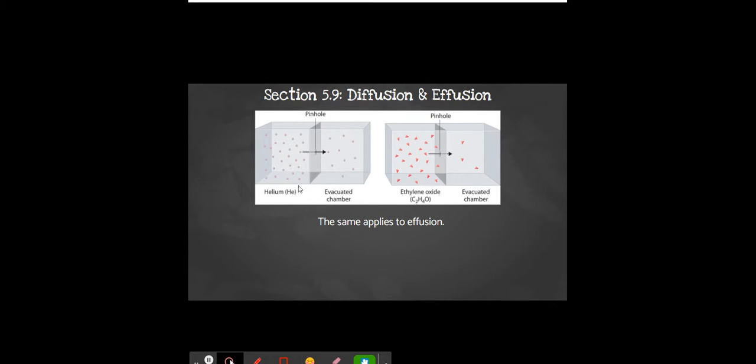A good example would be a helium balloon. The reason the helium balloon goes flat is because there are tiny pores in the balloon that the helium can pass through, and so they will escape, leaving only the bigger particles, the carbon dioxide and the oxygen and nitrogen behind.